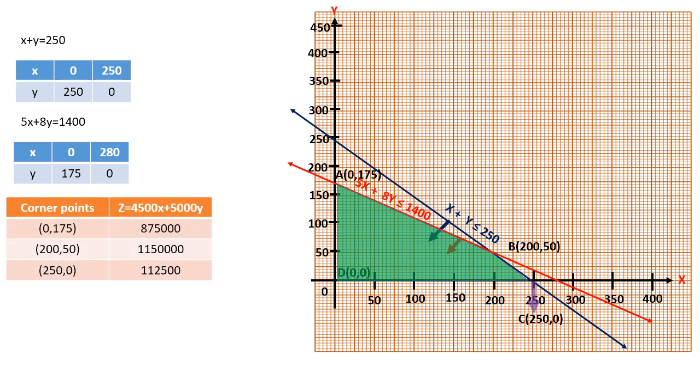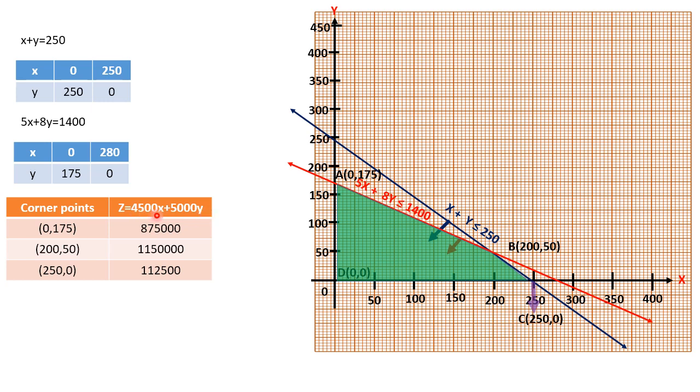So let's write down the corner points: 0, 175, then 200, 50, then 250, 0. 0, 0 is not necessary because we have to maximize, so it should be greater than 0. Then 0, 175, if you substitute in the equation 4500x plus 5000y, the first term will be 0 plus 5000 into 175. 5000 into 175, if you multiply, we will get 8,75,000.